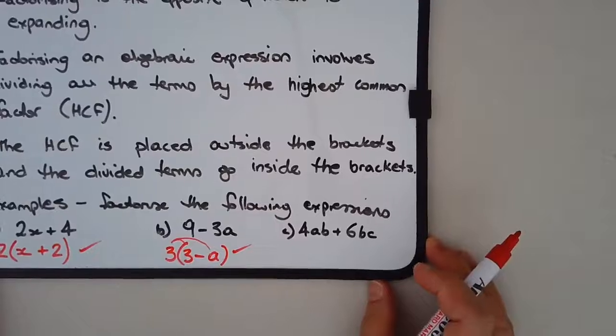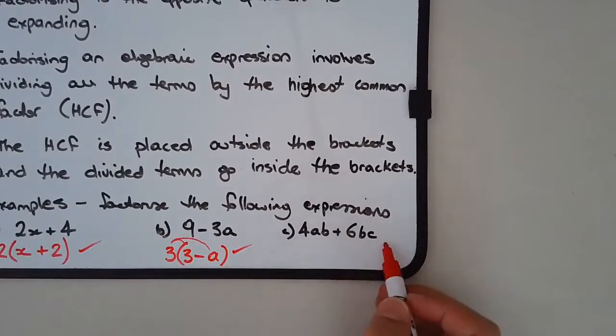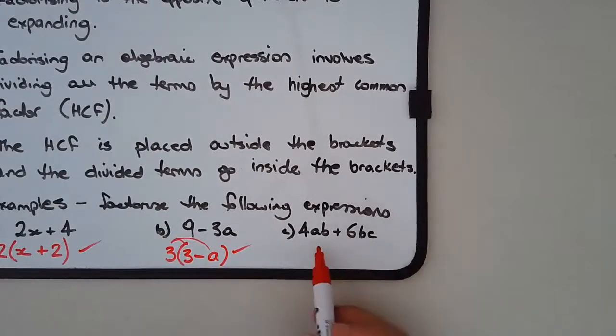Next one. Okay, 4ab plus 6bc. This time round, well, we may have a highest common factor involving a number and a pronumeral, or a variable. 4 and 6, they're both even numbers. At least we can divide them by 2, and there's really nothing else that could divide the 4 and the 6. We don't include 1. Well, 1 kind of doesn't count because it doesn't do anything.